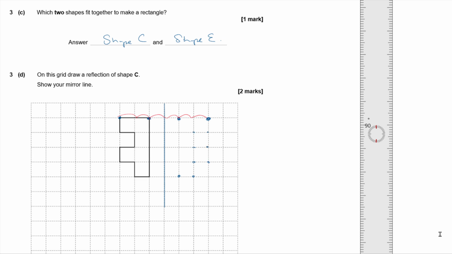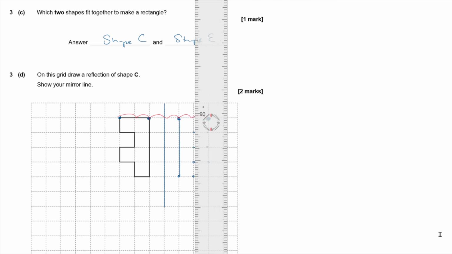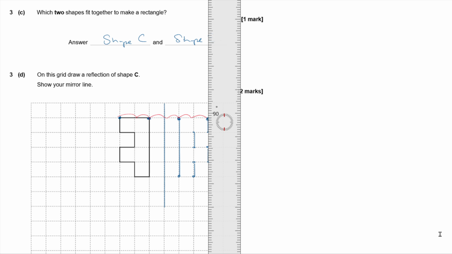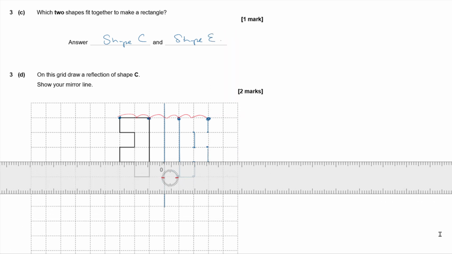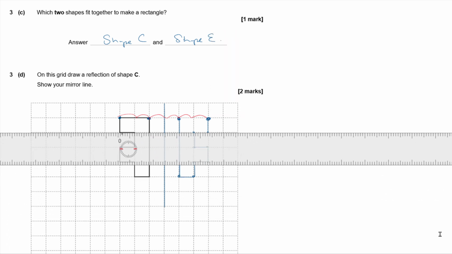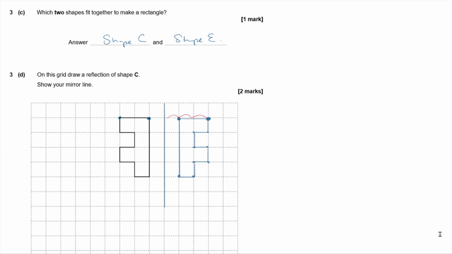like that F shape then, aren't you? Okay, just joining that together with straight lines. Getting rid of our little jump lines there. So there's my F reflected.